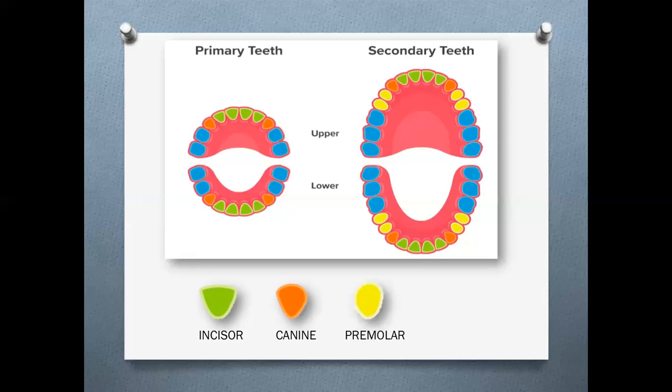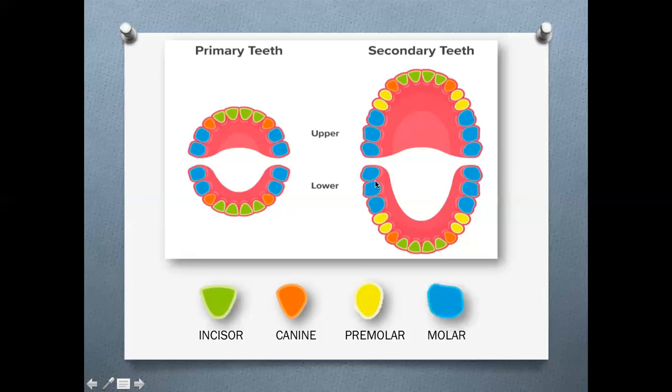Next is the yellow for premolars, which are not present in the primary teeth. So here, you cannot see a yellow color or the premolars. We do not have premolars in the primary teeth, only in the permanent teeth. It is used for cracking and crushing the food. We have 4 upper and 4 lower premolars. So we have 8 premolars all in all for the permanent teeth.